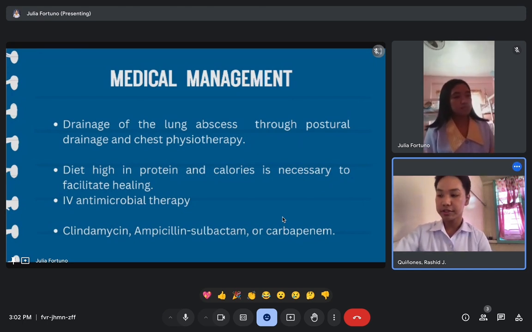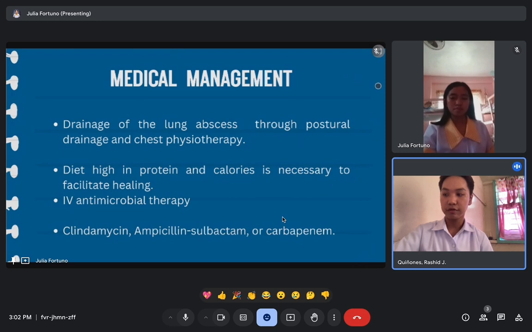So postural drainage is done depending on the location of the lung abscess. There are different proper postures that are done to drain the lung abscess. And also, vibration is the shaking or the pressure applied to the chest wall during exhalation. This technique is thought to increase the velocity and turbulence of exhaled air. And the chest percussion involves striking the chest wall over the area being drained. The chest percussion could also be a way of evaluating the severity of the lung abscess.